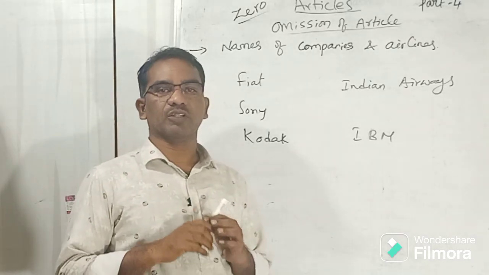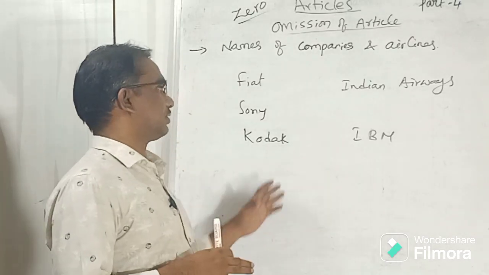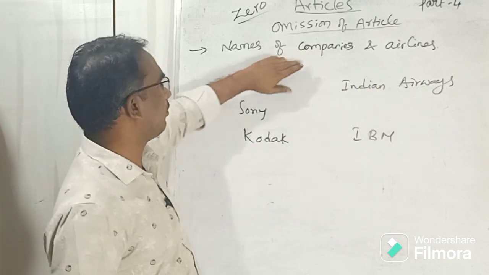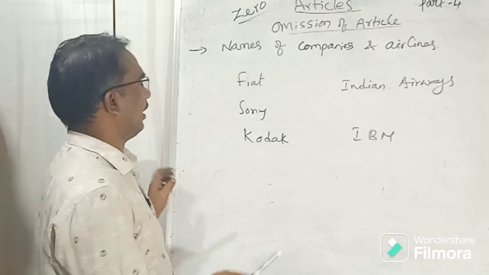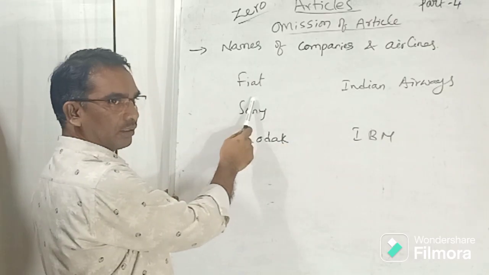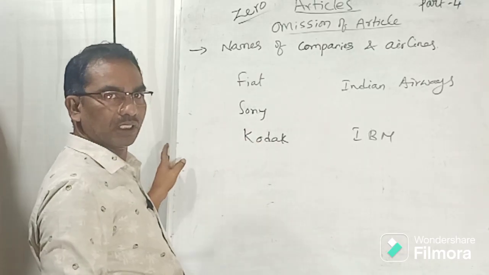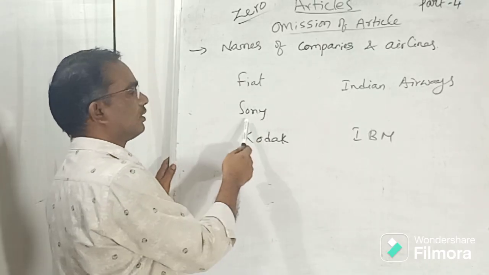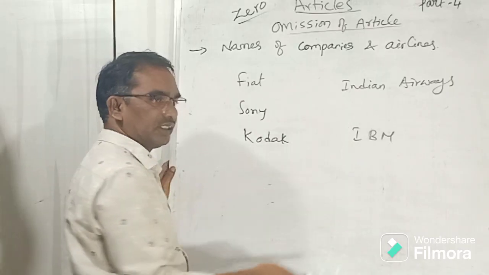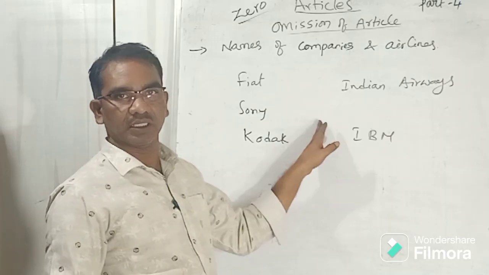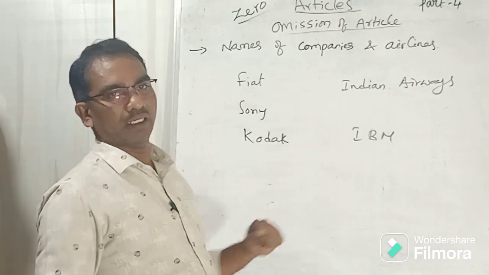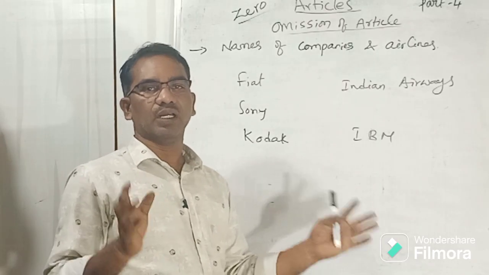We have come to the last part of this class session. Let's see names of companies and airlines. When you talk about the names of companies and airlines, you are not supposed to use an article. For example, Fiat, Suzuki, Hyundai, Sony, Kodak, Indian Airways, British Airways, IBM. No article is required. So for company names and airlines, you don't need to use any article.